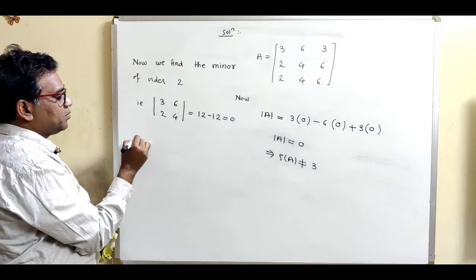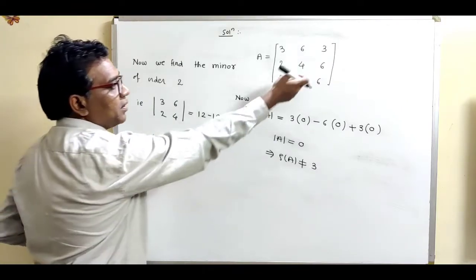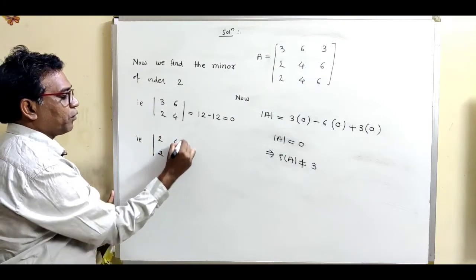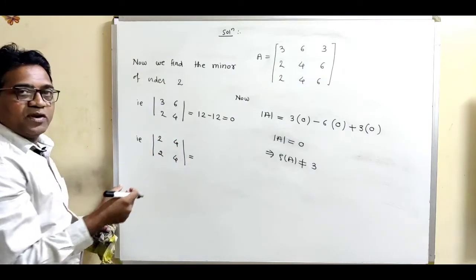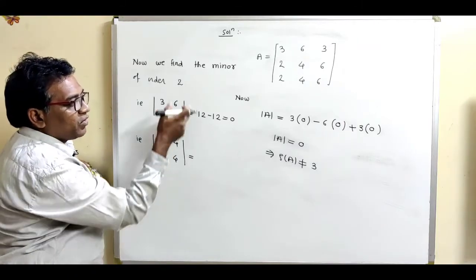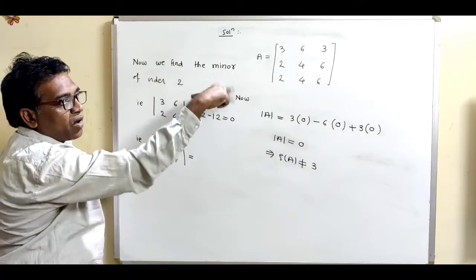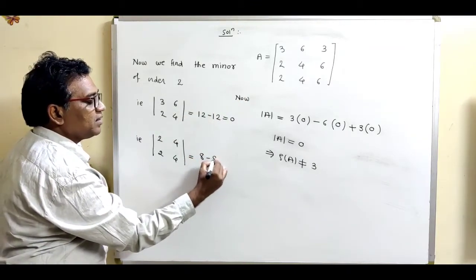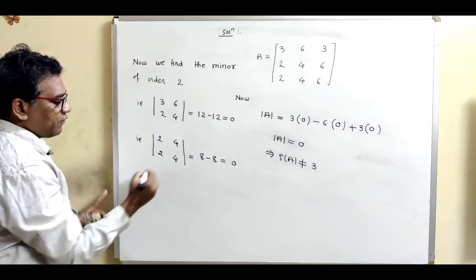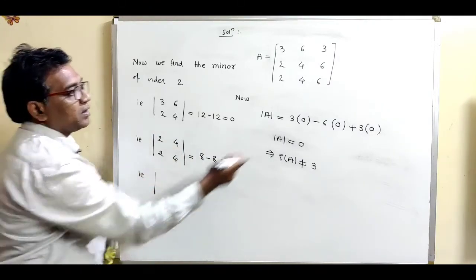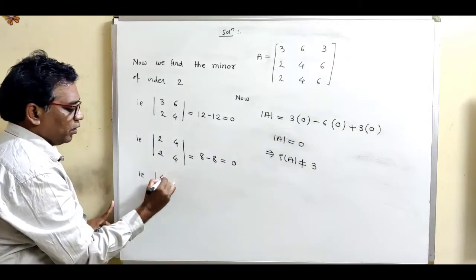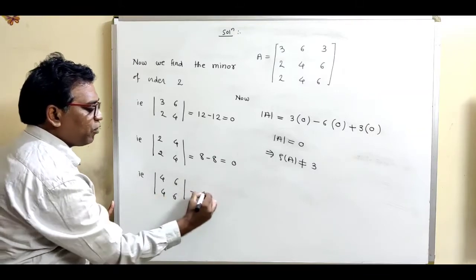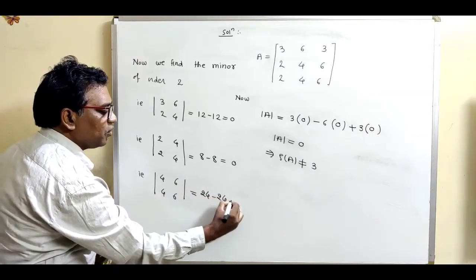Now try for the next determinant. That is, let us take this determinant 2, 4, 2, 4. We have to consider determinants of order 2 by 2. 8 minus 8, this is again 0. So try for the third determinant. That is, this is the third determinant 4, 6, 4, 6. 24 minus 24, this is 0.